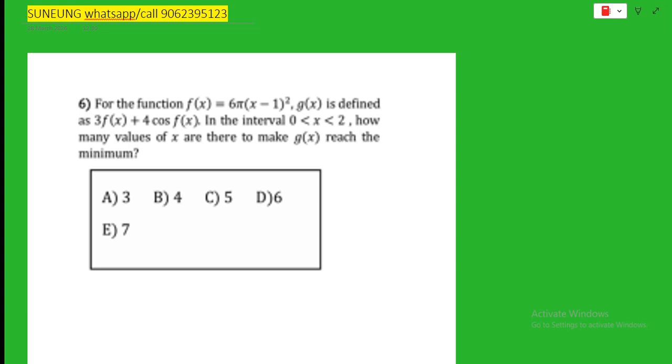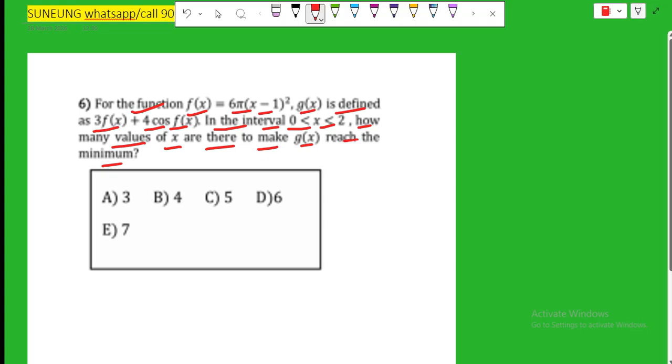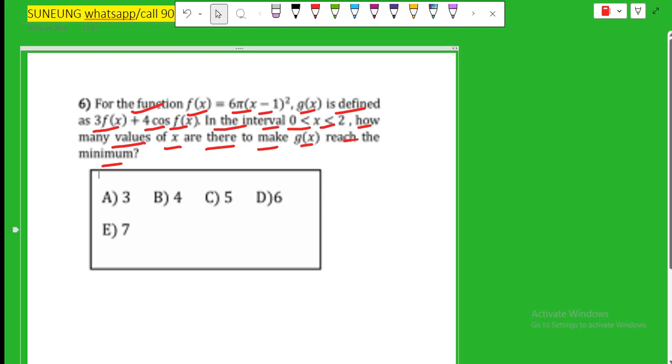The question says, for the function f(x) = 6π(x − 1)², g(x) is defined as 3f(x) + 4cos f(x) in the interval 0 < x < 2. How many values of x are there to make g(x) reach the minimum? Okay, and there are 5 options and we have to select the correct one.